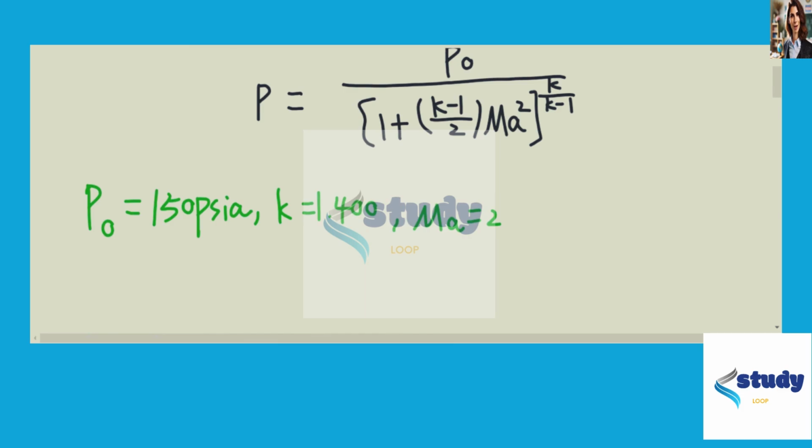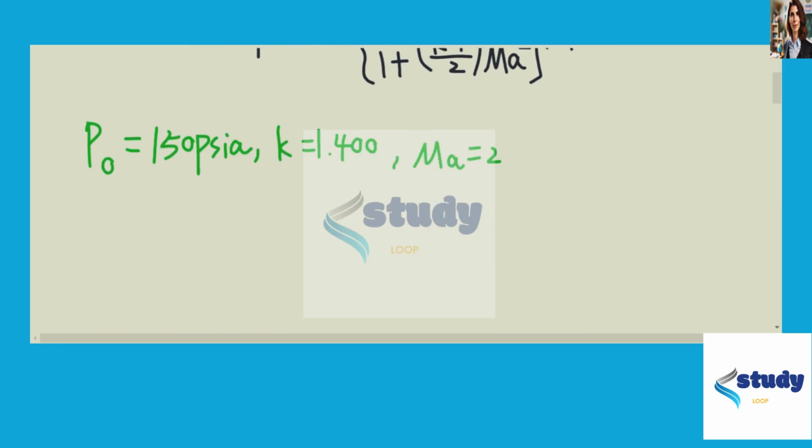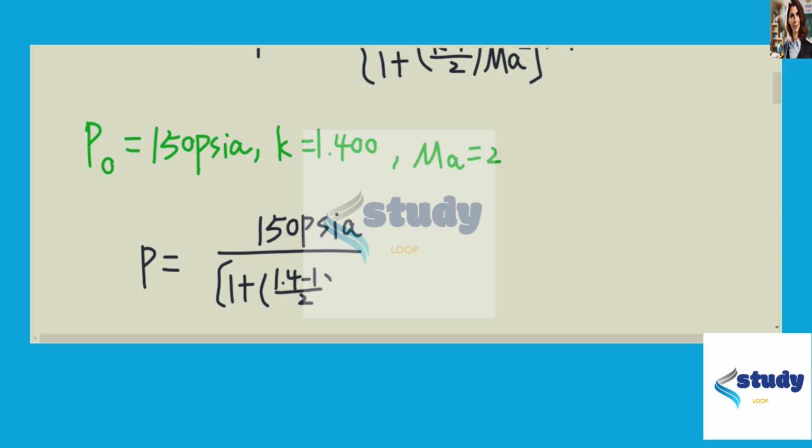We know the stagnation pressure, or the initial pressure, is given as 150 psia. So now let's plug it back into the equation to determine the pressure at the test section, which is equal to 150 psia divided by 1 plus (1.4 minus 1) divided by 2, times 2 squared, and then to the power of 1.4 over 1.4 minus 1. And this will give us a pressure at the test section of about 19.17 psia.